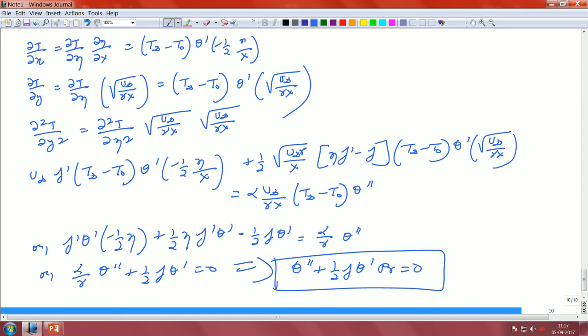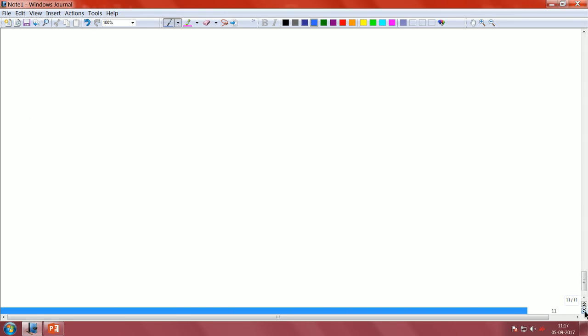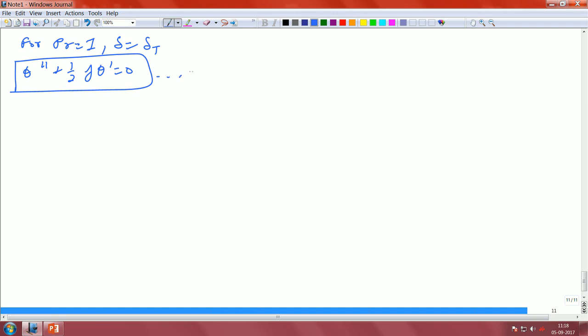So, that will be the energy equation. Now, for the case where Prandtl number is equal to 1, that means delta is equal to delta T, this equation will become theta double prime plus half f theta prime is equal to 0. This is very similar to the velocity profile equation.